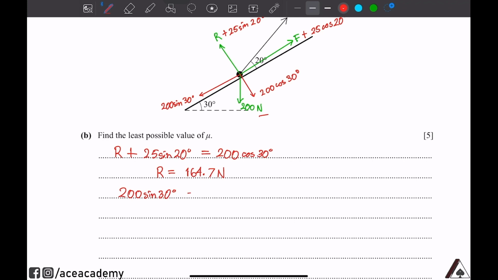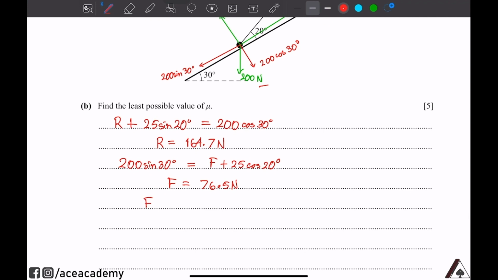If we do the other axis, we have 200 sine of 30 equal to F, the frictional force, plus 25 cosine of 20 degrees. From there we have that F is equal to about 76.5 newtons. If you remember, friction is just mu times the reaction force R. So for mu we will have F over R, which is 76.5 over 164.7, and so this is roughly 0.465.